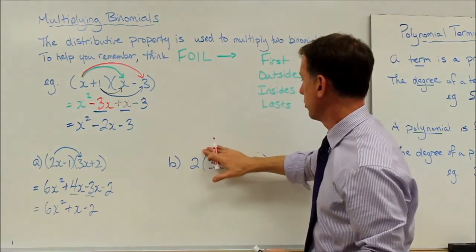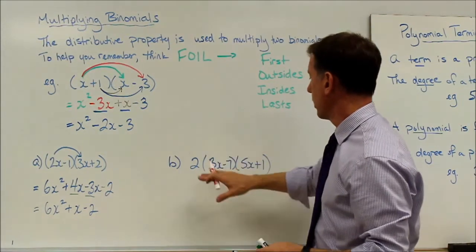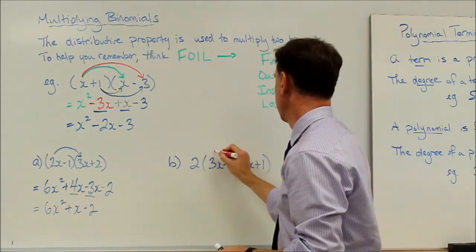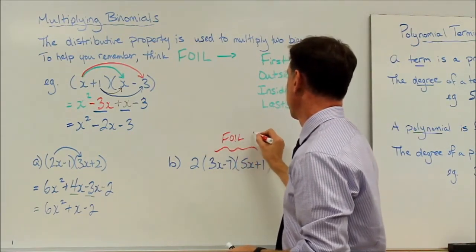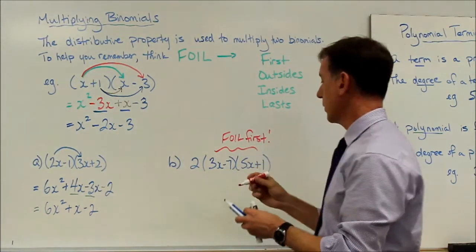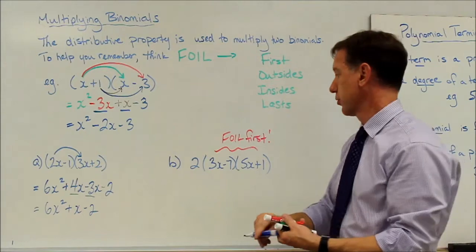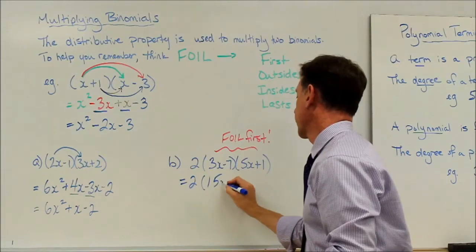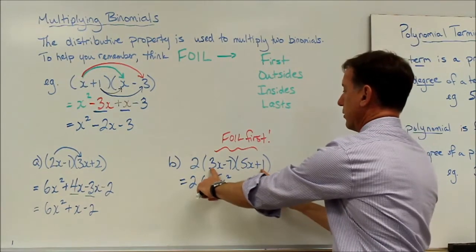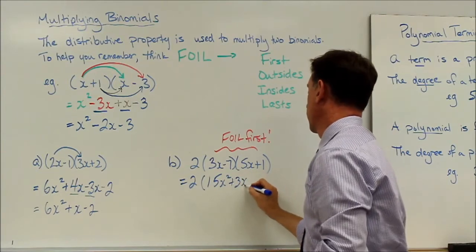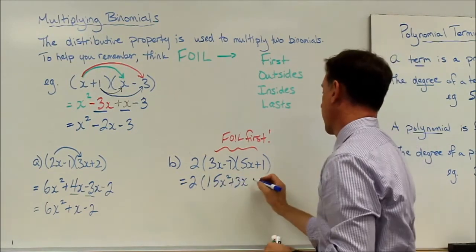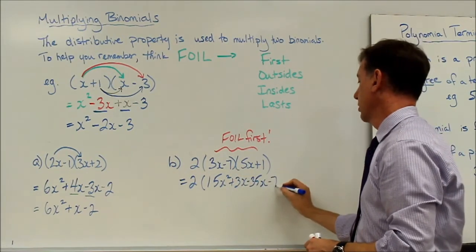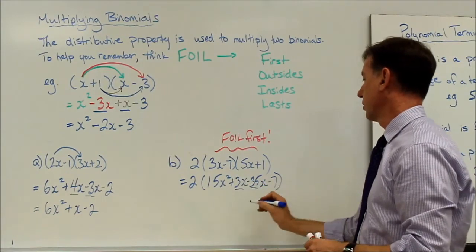And I'll probably erase this part here too, because I think really the safest way to deal with this question is to actually do the FOIL part first. So I'm going to say FOIL first, and then we can multiply the 2 into the bracket later. So if I leave the 2 where it is initially and do the FOIL part, I've got 15x squared for the first, outsides plus 3x, insides minus 35x, and lasts negative 7. And I'll collect the like terms here.